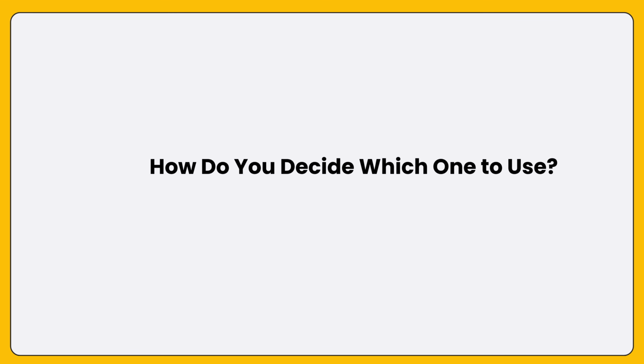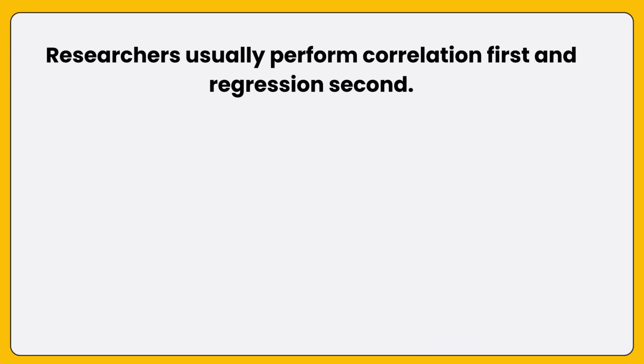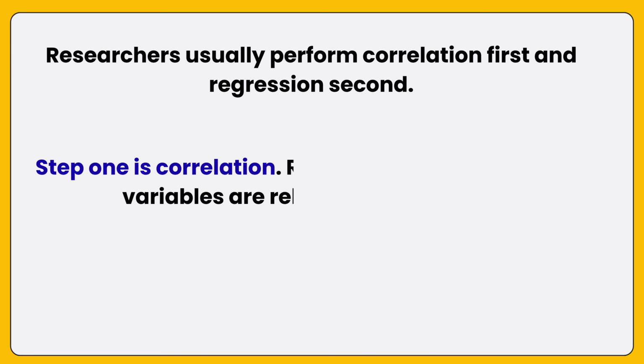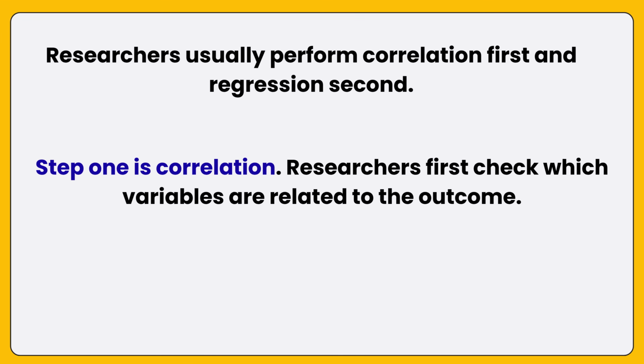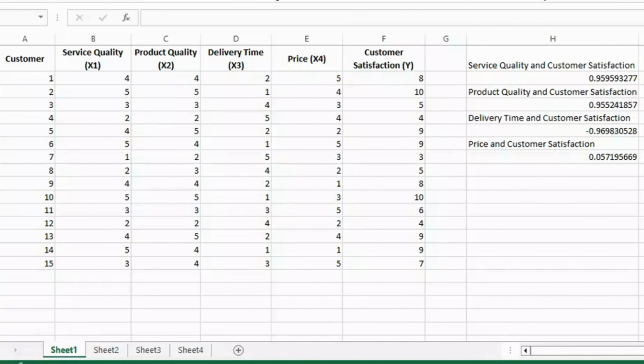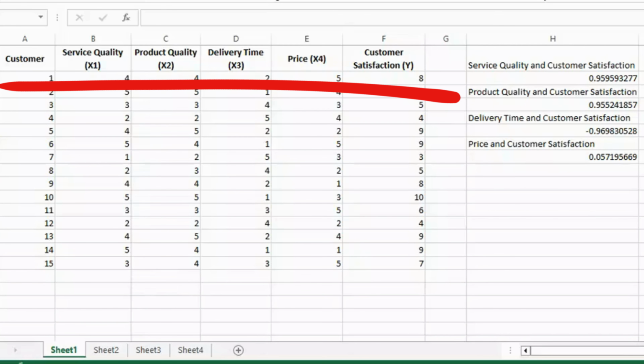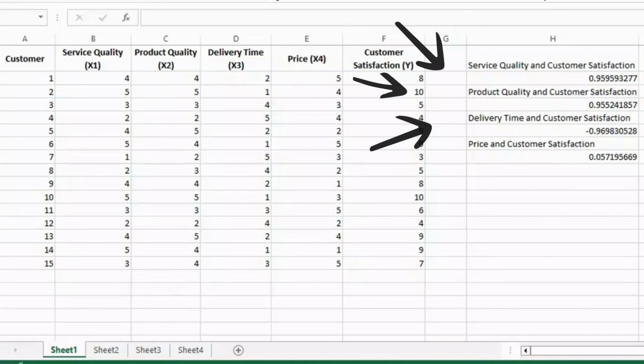How do you decide which one to use? Researchers usually perform correlation first and regression second. Step 1 is correlation. Researchers first check which variables are related to the outcome. For example, a researcher wants to study customer satisfaction. The researcher collects data on service quality, product quality, delivery time, and price. Correlation is first used to see whether each of these variables has a relationship with customer satisfaction. The results show that service quality, product quality, and delivery time are related to customer satisfaction, but price is not.